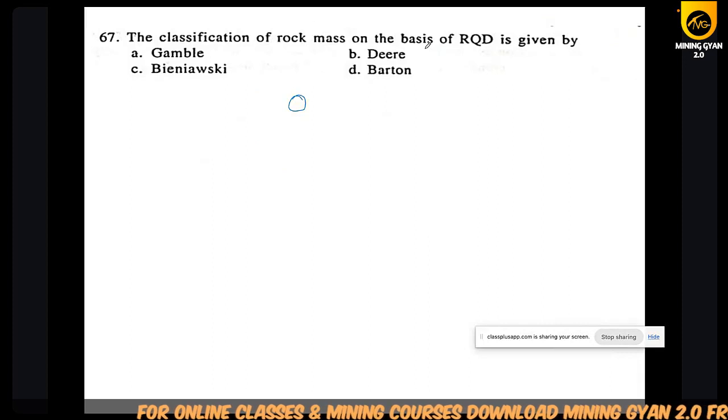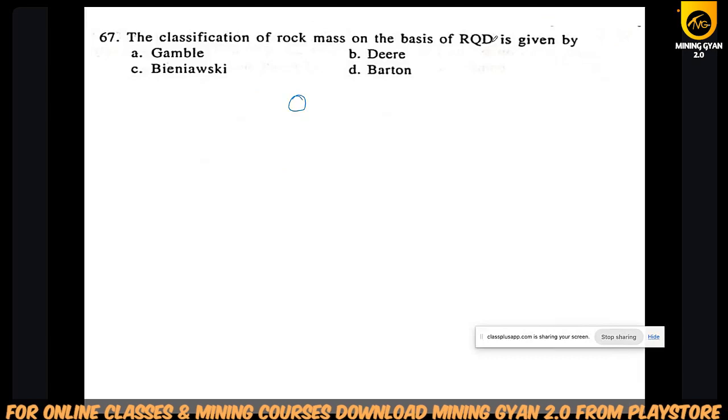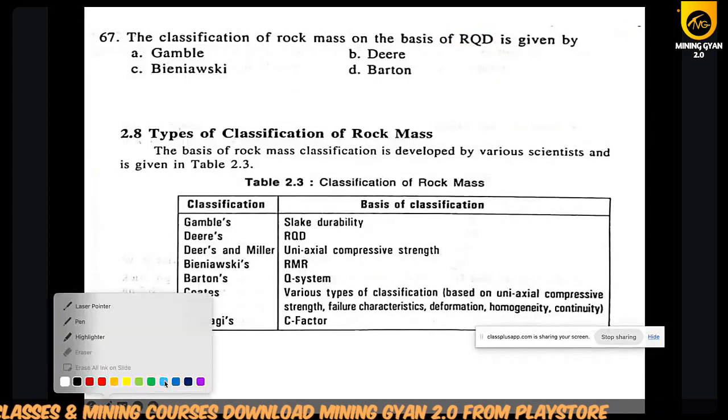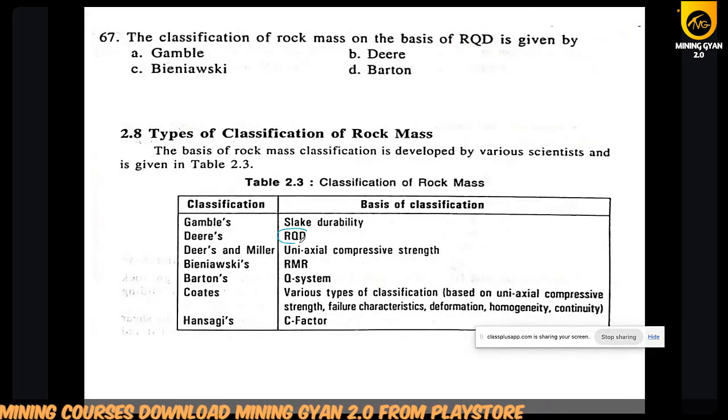Okay, the classification of the rock mass on the basis of RQD. We have seen this classification. Who has classified the rock mass on the basis of RQD? Please comment. You have 30 seconds. So who has divided it? The classification of the rock mass on the basis of RQD. That was Deere. So who has given the classification of RQD? Who was Deere?